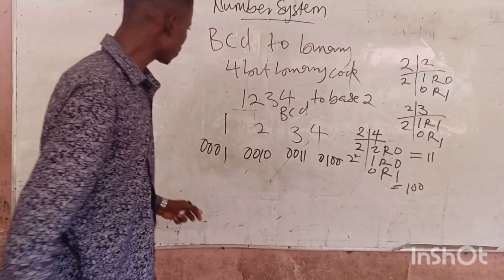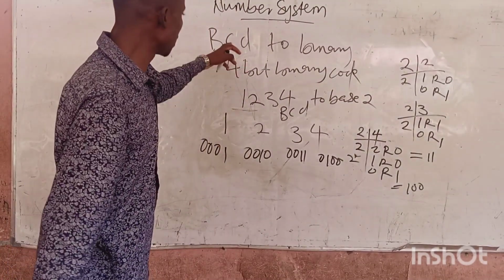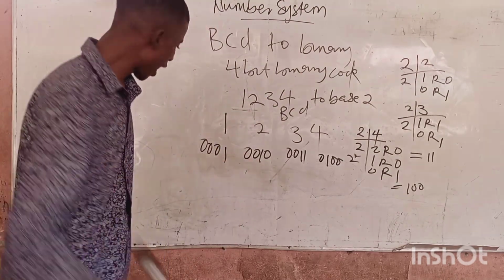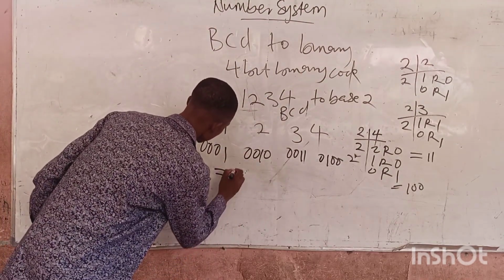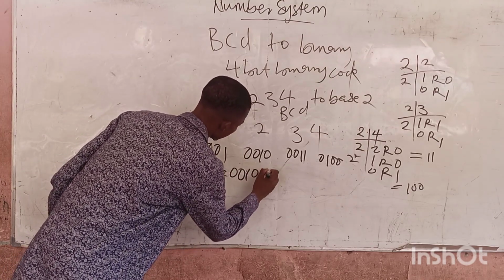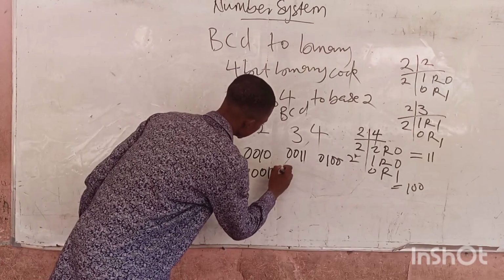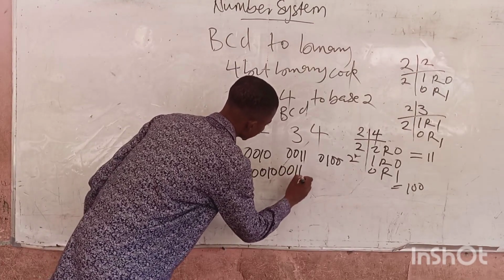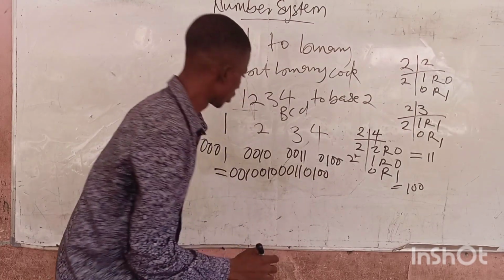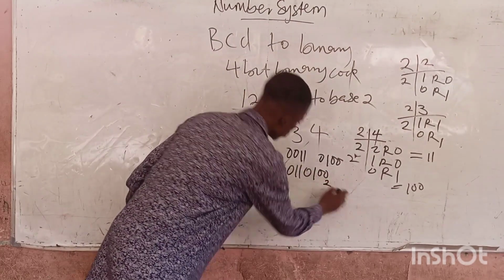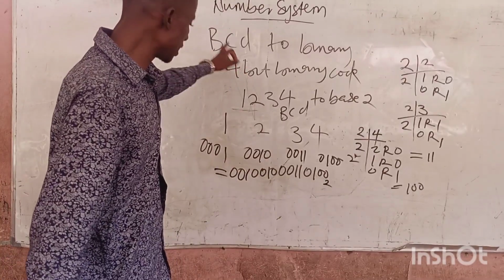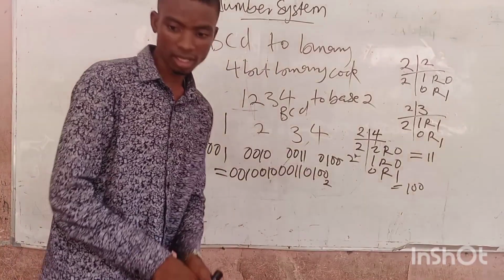So it means converting 1, 2, 3, 4 from BCD, what we will now have will be equal to 0001 0010 0011 0100. So this is in base 2 now. So this is how we can convert from BCD to binary.